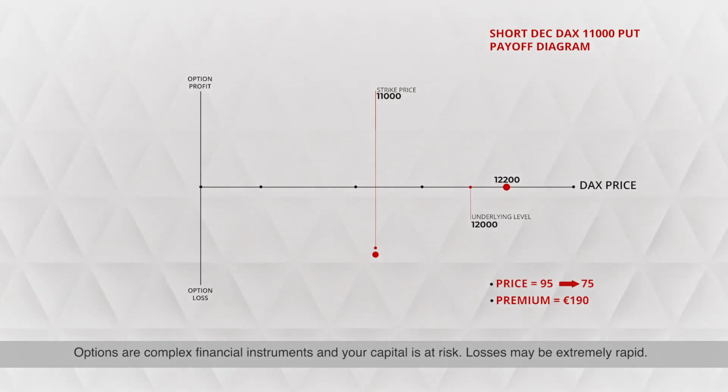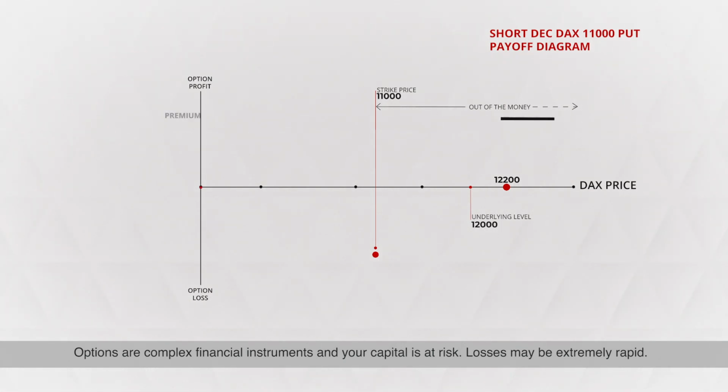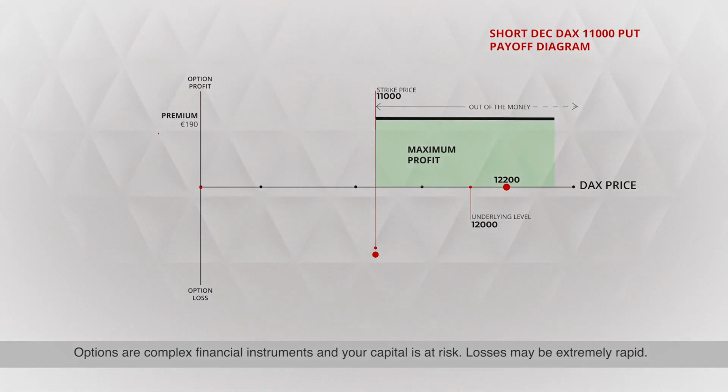If at expiry the German 30 has stayed above the strike of 11,000, then the option expires out of the money. Therefore, you would keep the premium and make a profit of €190, which you received at the start. That's your maximum profit. However, if the market starts to fall below the strike, the option is then in the money. This will begin to eat away at your premium.